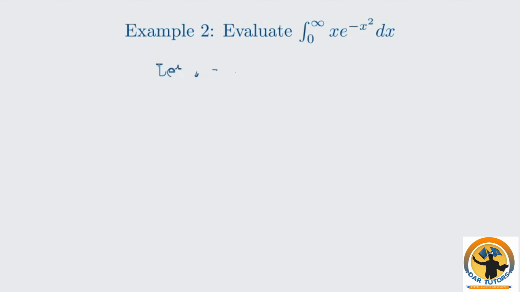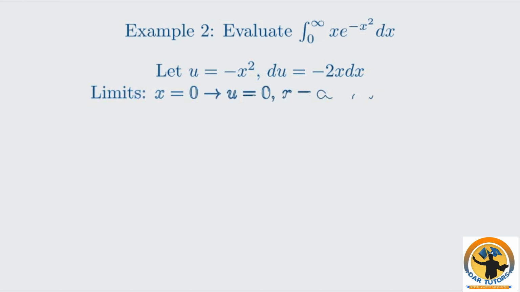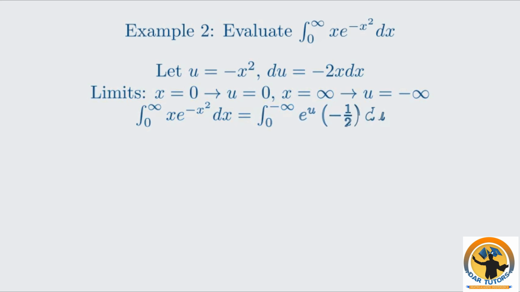Let's try another one. Evaluate the integral from 0 to infinity of x e to the -x squared dx. We'll use the substitution u equals -x squared. If u equals -x squared, then du is -2x dx. So x dx is -1/2 du. When x is 0, u is 0. When x approaches infinity, u approaches -infinity. The integral becomes the integral from 0 to -infinity of e to the u times -1/2 du.